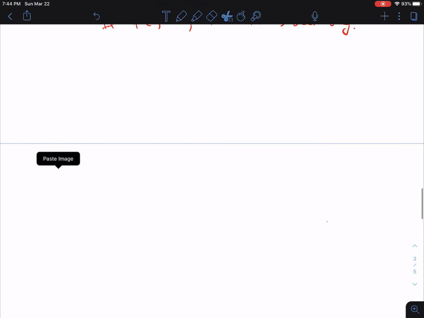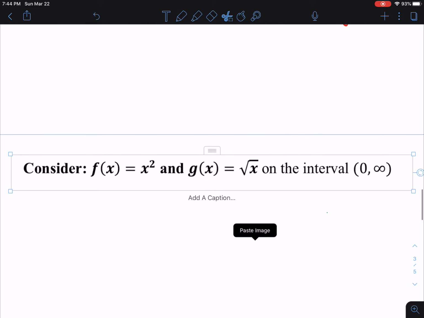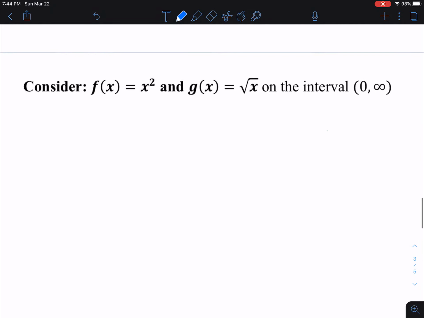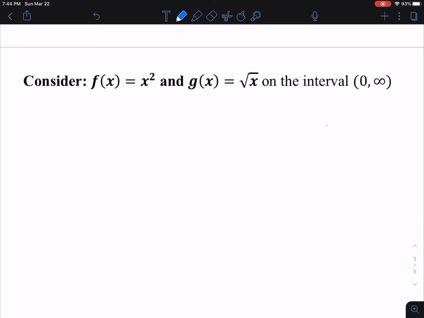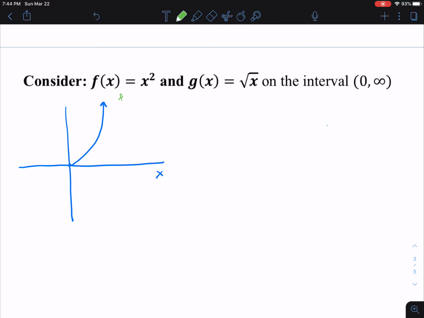So suppose we're given these two functions, f of x and g of x, both defined on an open interval 0 to infinity. So I'm going to go ahead and graph these two functions for us here. Suppose we have an f of x graph that looks like this. That's x squared, so we're looking at just increasing. So this is x, and then this function here is f of x.